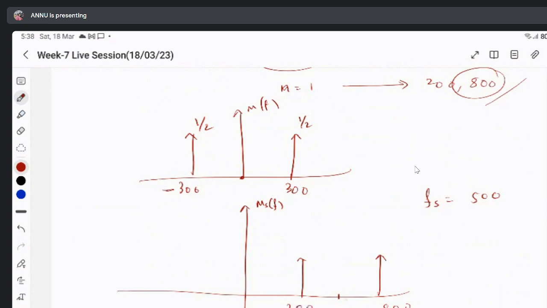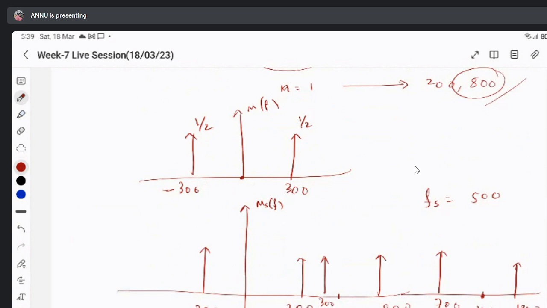Similarly, if you have 2Fs, I'm making positive 2Fs, which is 1000. Then 1000 plus 300 is 1300. 1000 minus 300 is 700. And then you will have only n equal to 0, then only 300. So this type of spectrum you will get.